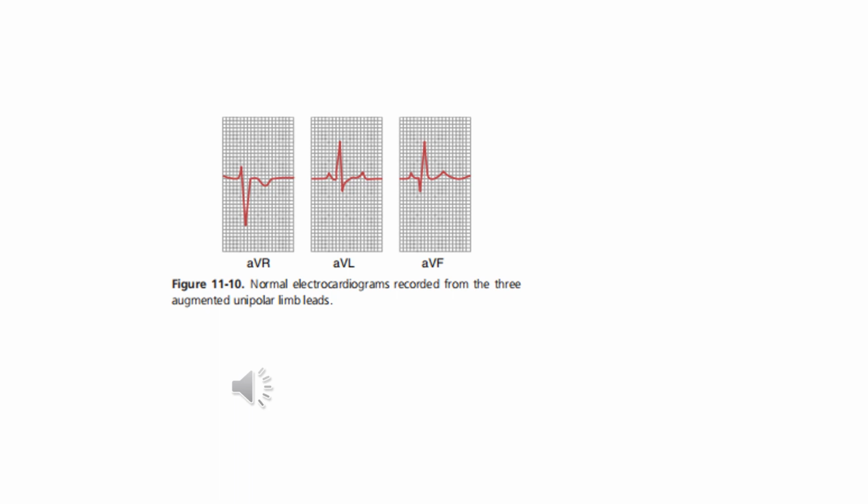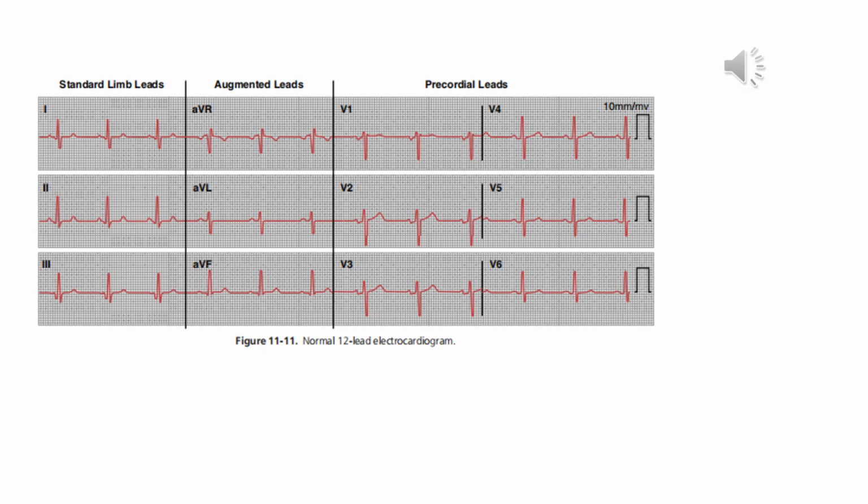They are all similar to the standard limb lead recordings, except that the recording from the AVR lead is inverted. Why does inversion occur? Study the polarity connections to the electrocardiograph to determine the answer to this question. Electrocardiographic leads are typically displayed in three groupings as in Figure 11:11: the standard bipolar limb leads 1, 2, 3, followed by the augmented leads AVR, AVL, and AVF, and then the precordial leads V1 to V6.